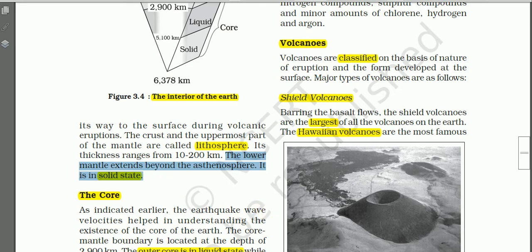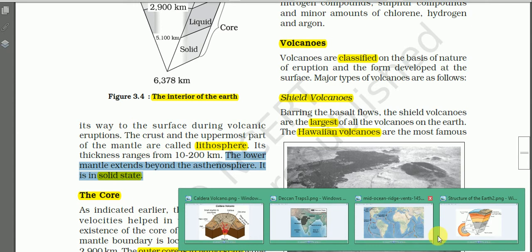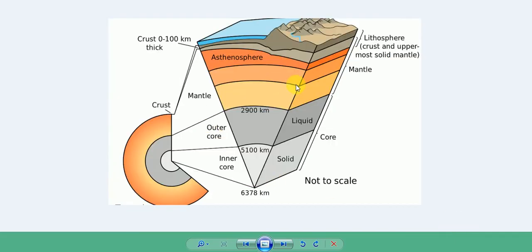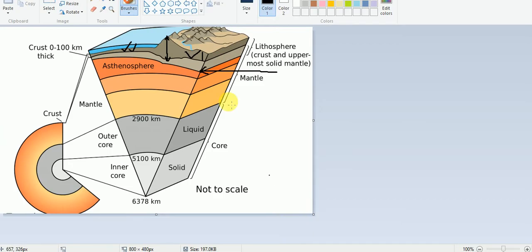Let us see the picture again. I think you are seeing the asthenosphere just below the crust. We have the asthenosphere, and this is in a partly molten state. And the crust with this upper mantle is known as lithosphere. See here, this is the asthenosphere. This is in a partly molten state.